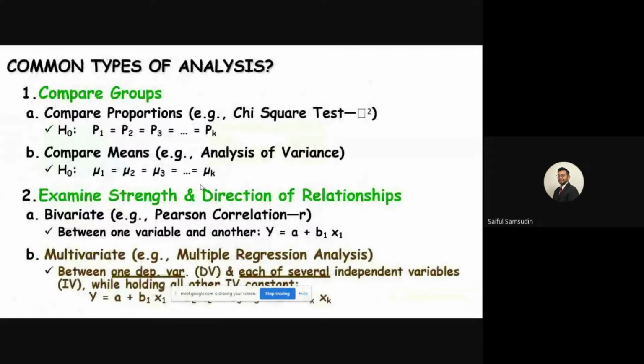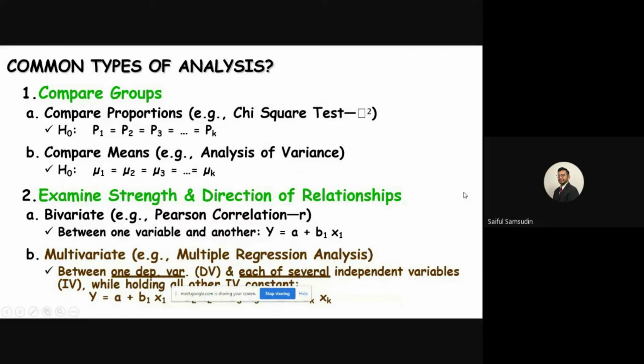So, common types of analysis. First we compare groups. As I know, all of you or some of you are already familiar with comparing group analysis, like the chi-square test or analysis of variance, ANOVA. The second type of analysis is to examine the strength and direction of relationship. So we have bivariate Pearson correlation, the R value.